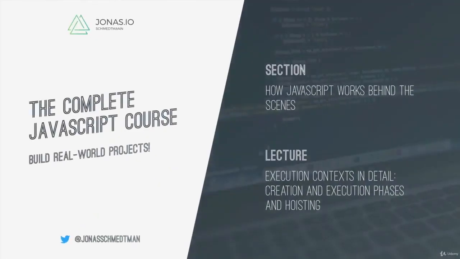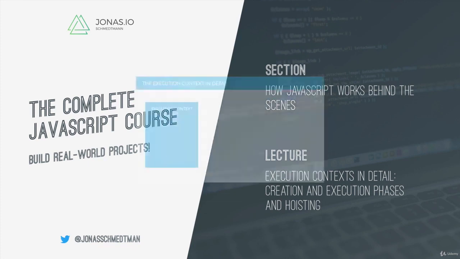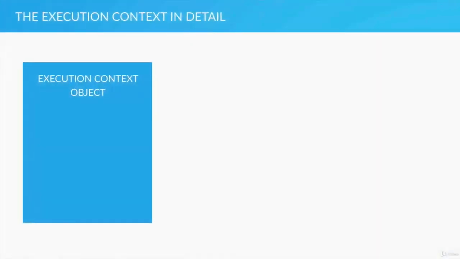Okay, so in the last lecture, we have seen when a new execution context is created. But what about how exactly that happens? So let's talk about that right now. Let's start by creating a representation of an execution context so that we can have a bit more detail about how it actually works.